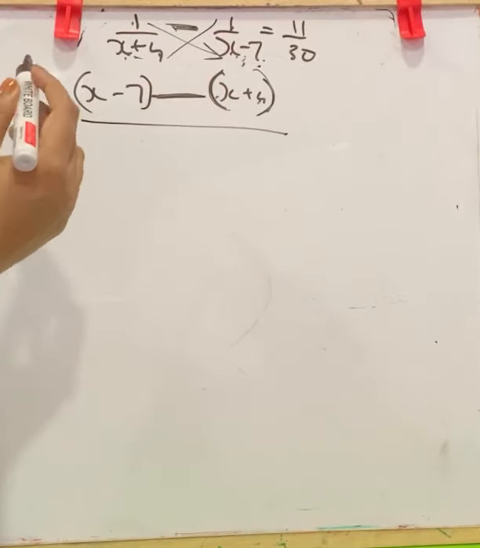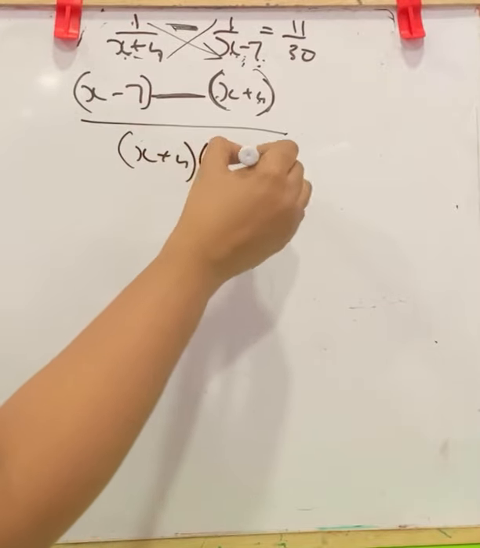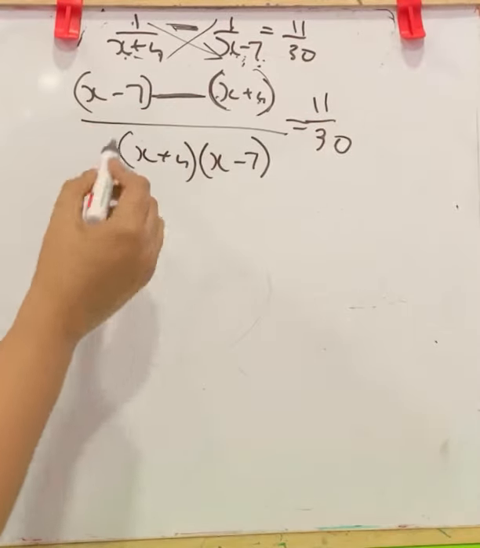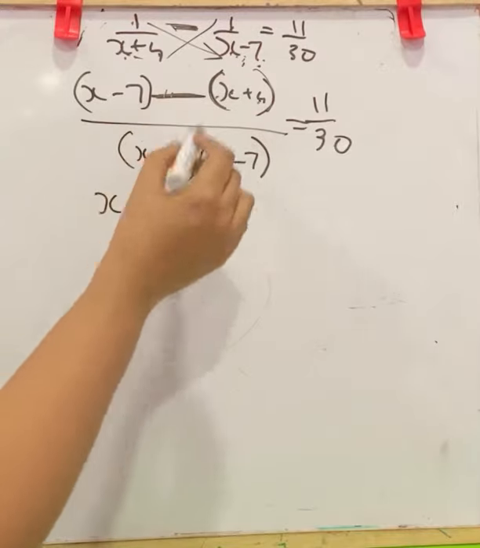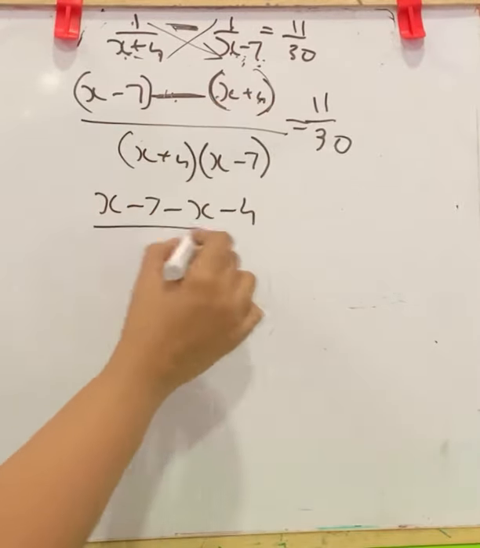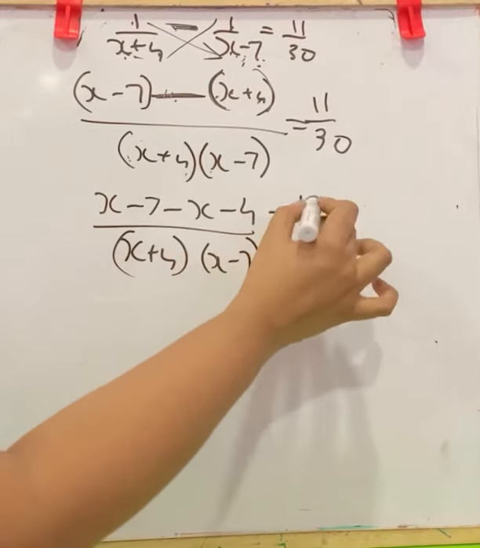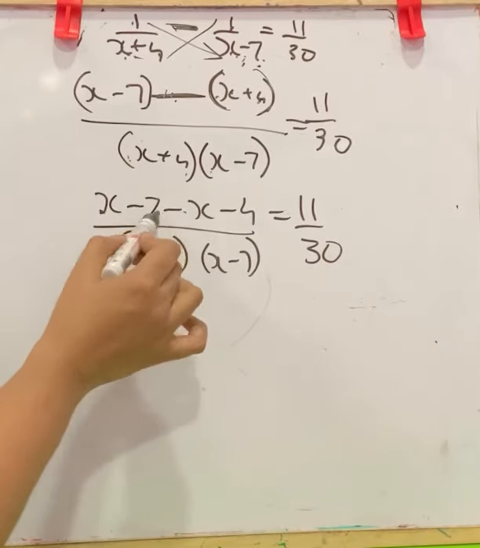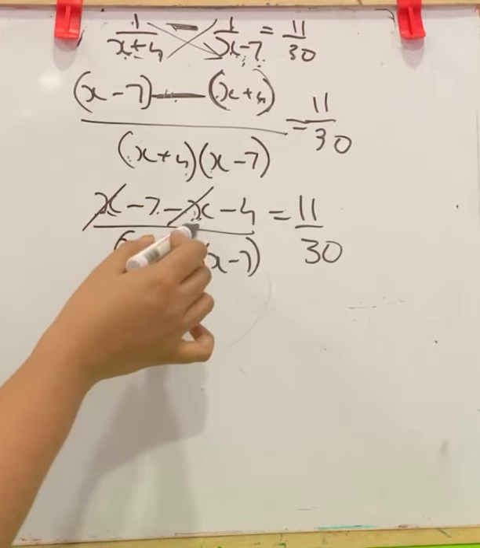That is how we do the cross multiplication. x plus 4 into x minus 7 equal to 11 by 30. Now open this. x minus 7 is here. Minus of x minus into plus 4, minus 4 by x plus 4 into x minus 7 equal to 11 by 30. Now here x and minus x get cancelled because of the additive identity, they will get cancelled.